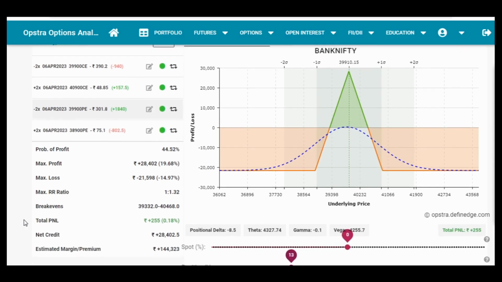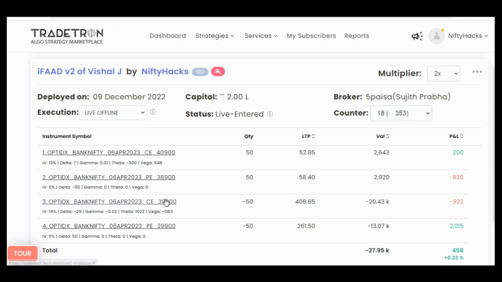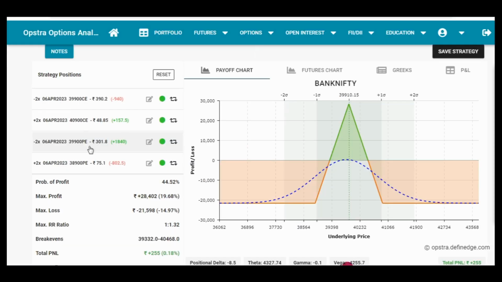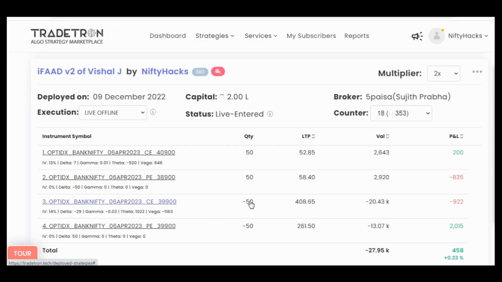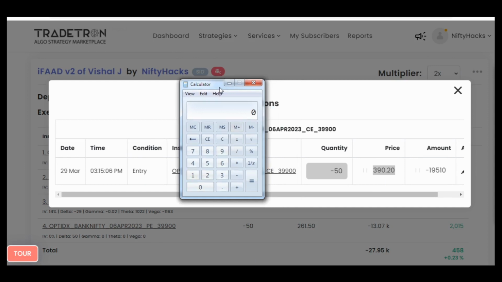Now another thing is, as you can see, our call price, which we have sold, of the 39,900 call and put. So the call we sold at around 390.20. So if we minus 20% from that, so if the call price becomes 312 after we bring our hedges to break-even.